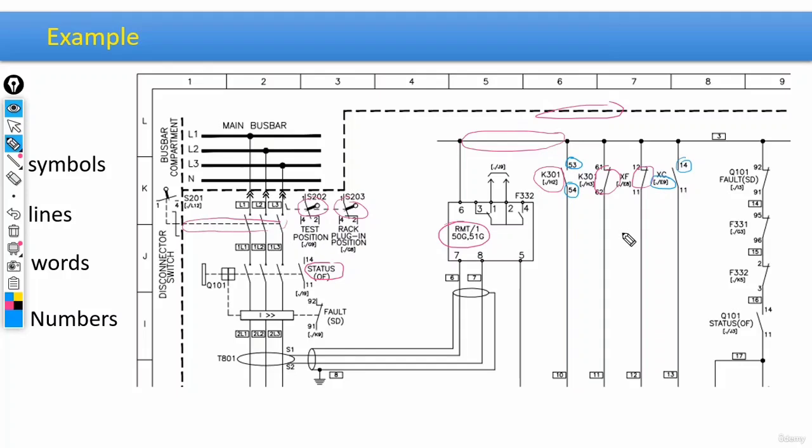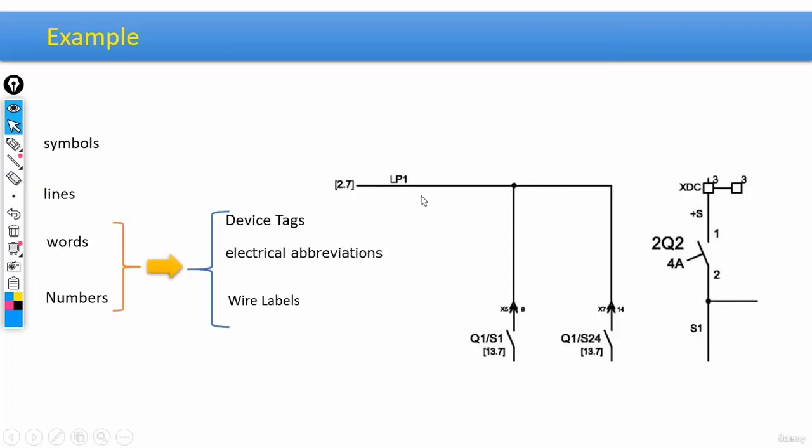And yeah, guys, basically these were some examples regarding all the main components that we can find in an electrical or a wiring diagram. However, we're not done yet. Earlier in this session, we said that through combining these main components, we can create side components. More specifically, through combining words and numbers, we can create side components such as device tags, electrical abbreviations, and also wire labels.